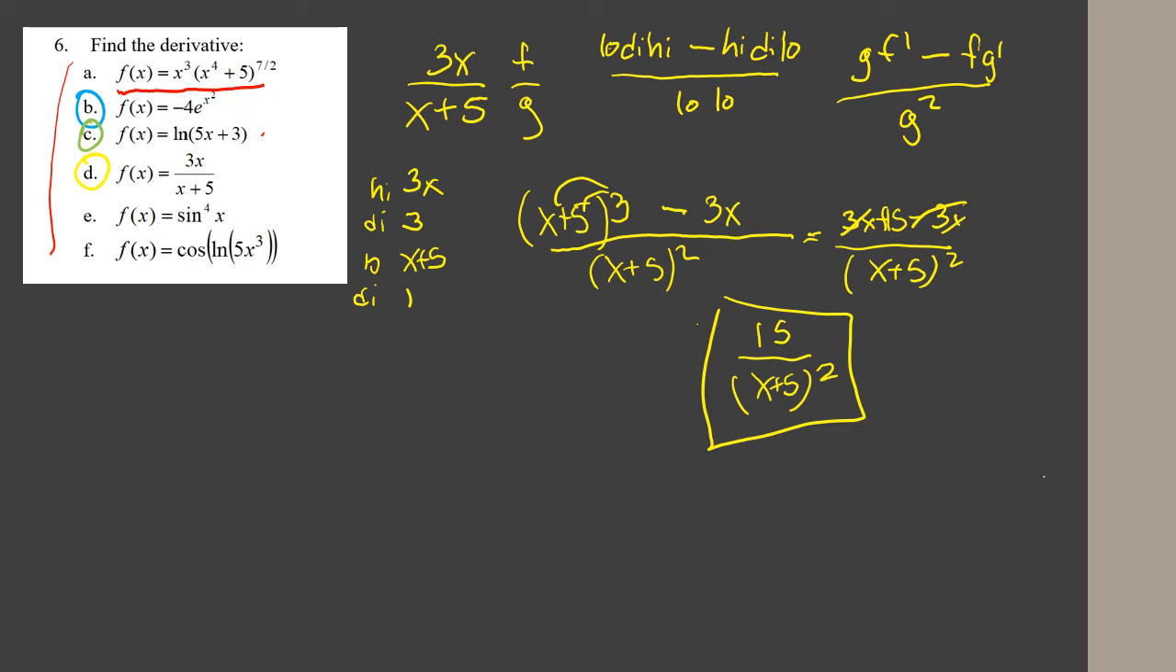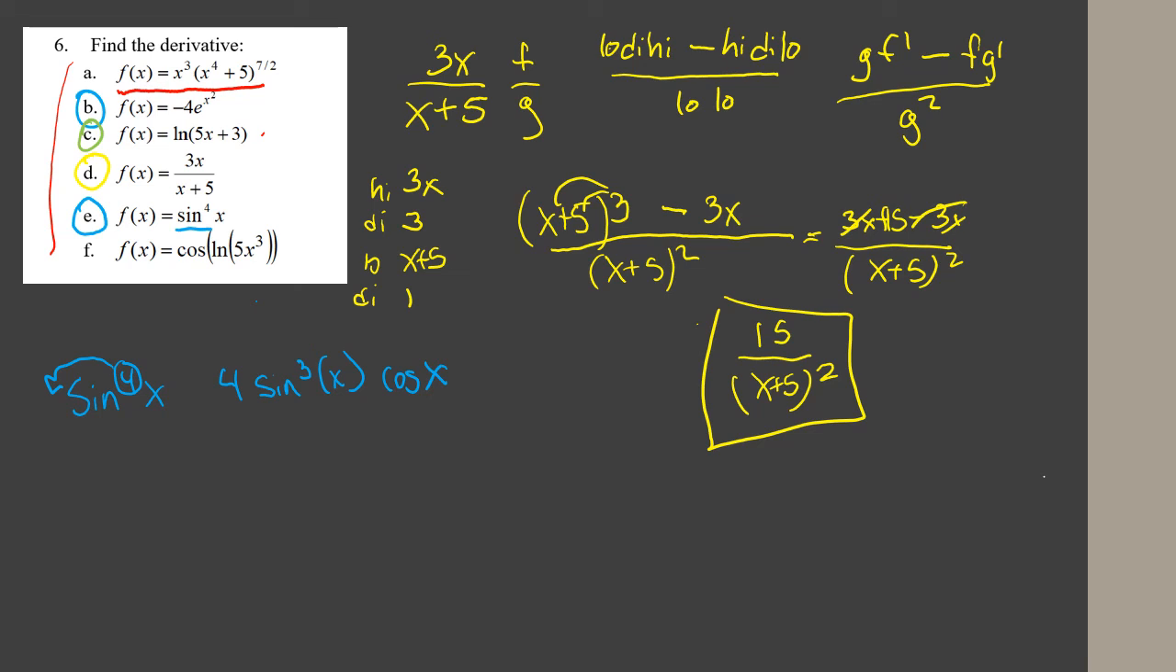Now E is a trig function. We also have the chain rule here that we need to watch out for. So our function is sine to the 4th of x. We're going to use the power rule, and then it becomes 4 sine cubed of x, and then we multiply by the derivative, cosine of x.